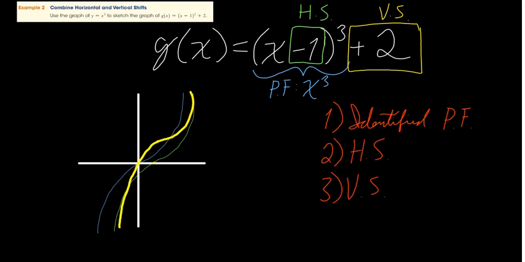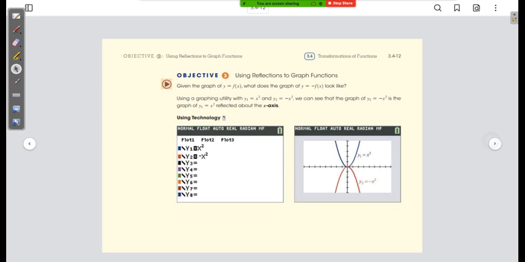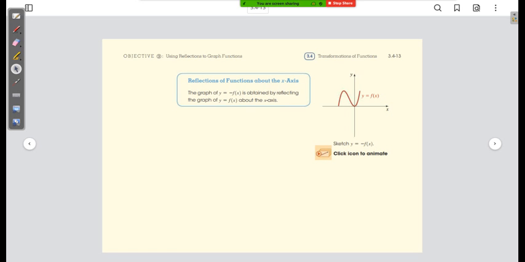The first thing we always do, besides identifying, is the horizontal shift. And then the last is always going to be the vertical shift. So this is always going to be first, and that is always going to be last. Vertical shift is always going to be last. Okay, so it doesn't give us a nice, pretty graph, so we've just got to take my word for it. Now we're going to get to something a little bit tougher. We're going to be talking about reflections.